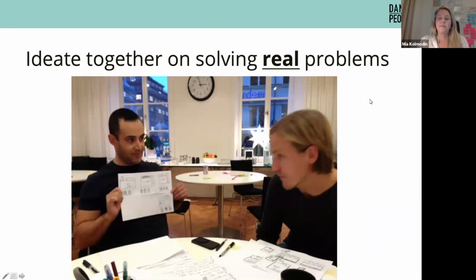Ideate together. So solving these big red problems a lot of times, or finding new opportunities together and ideating. So facilitating these sessions together with people. So it could be people in your team. I love a method called Design Studio, where you do a design thinking process in 1 hour usually.